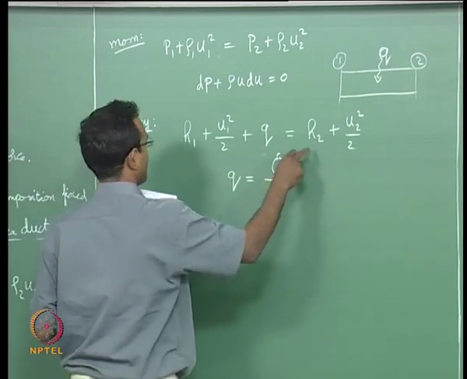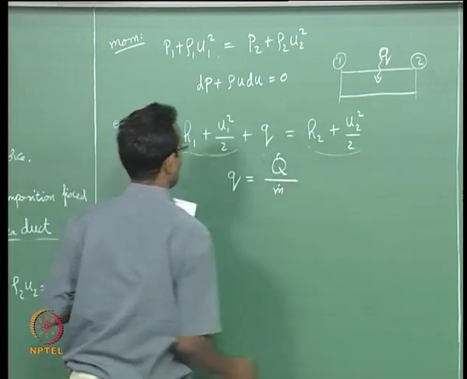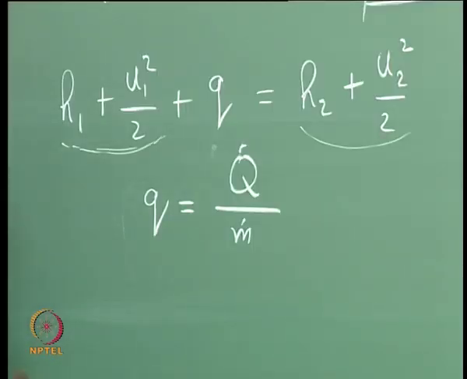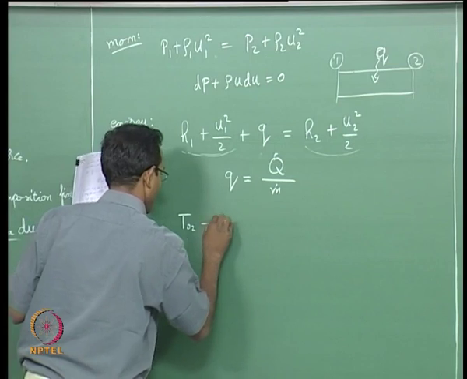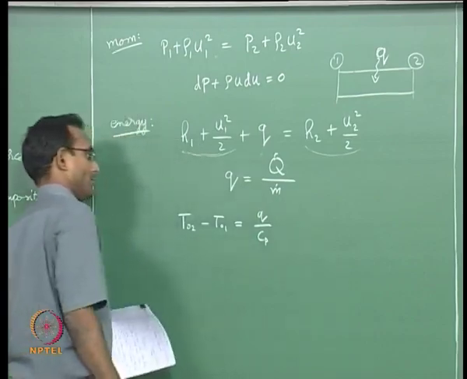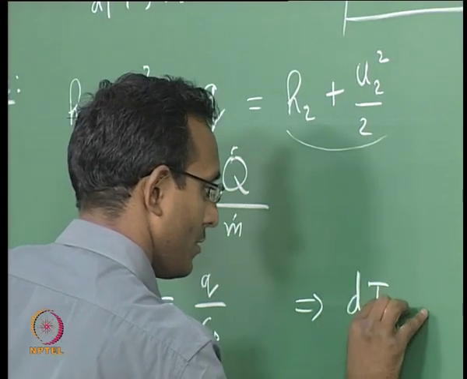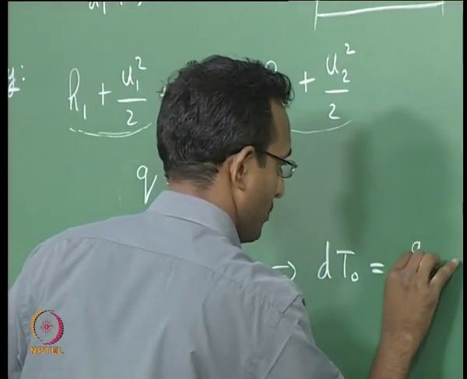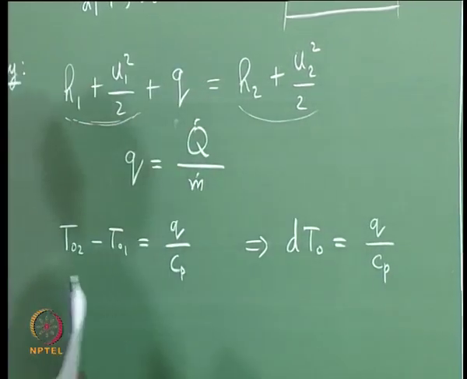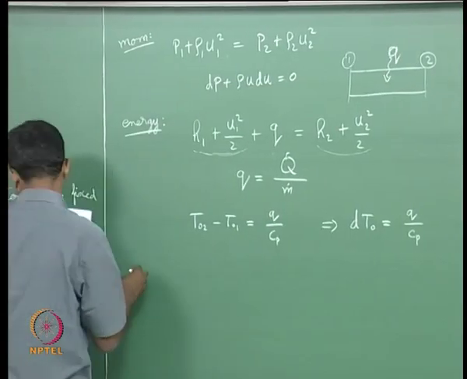So, I will rewrite this expression in terms of T naught, because this, you know, is your H naught 1 and this is your H naught 2. Assuming Cp is constant, I can rewrite this whole thing as T naught 2 minus T naught 1 equal to q by Cp. Okay. This is simple enough, and this is going to give me dT naught equal to q by Cp, the differential form. This is the integral form and that is the differential form. These are the expressions we have. Now, the next equation, as of now we used mass, momentum, energy, next one is the ideal gas law.